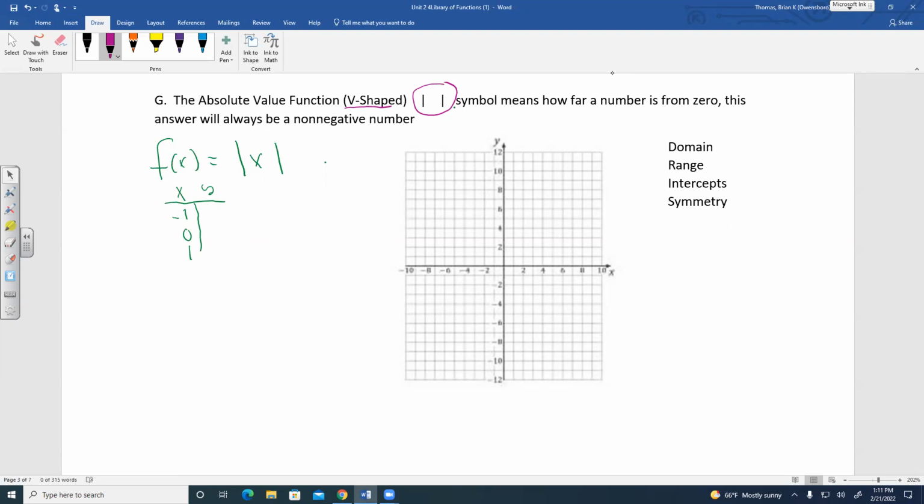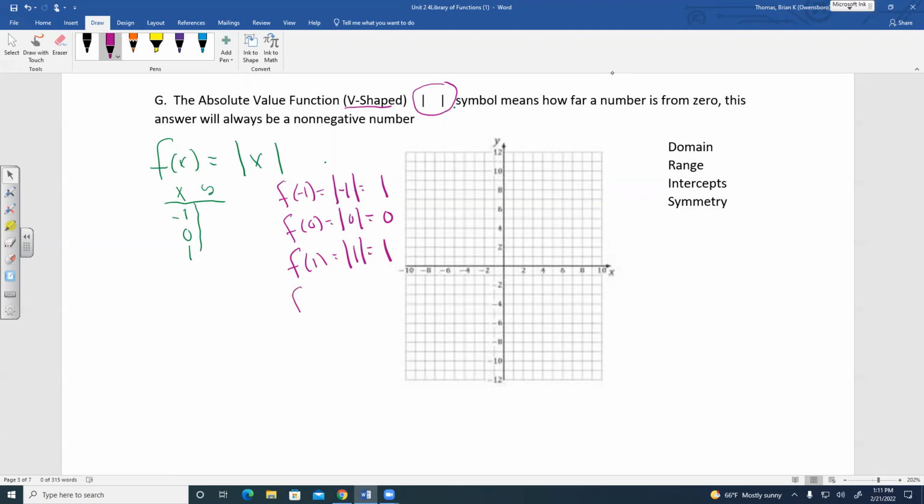So when I put a -1 into this function, f of -1, this becomes the absolute value of -1. What that's asking is how far is -1 from zero? Well, that would just be 1. That's what we mean by the answer cannot be negative. It's going to be a non-negative number. F of 0, how far is 0 from 0? Well, that would just be 0. F of 1, that means how far is 1 from 0? Well, 1 is only 1 from 0.